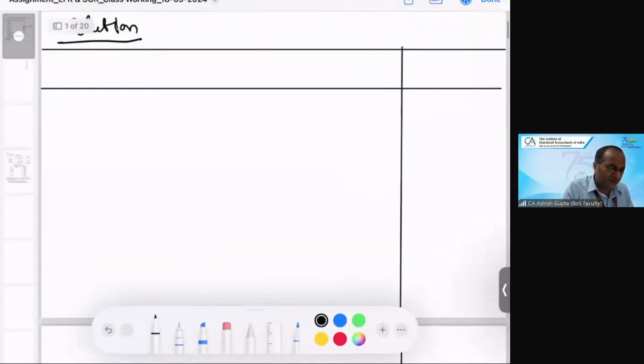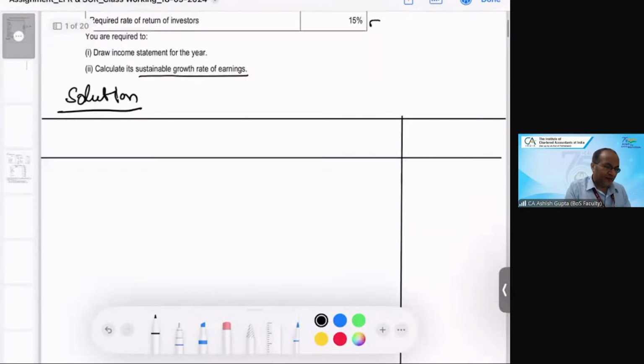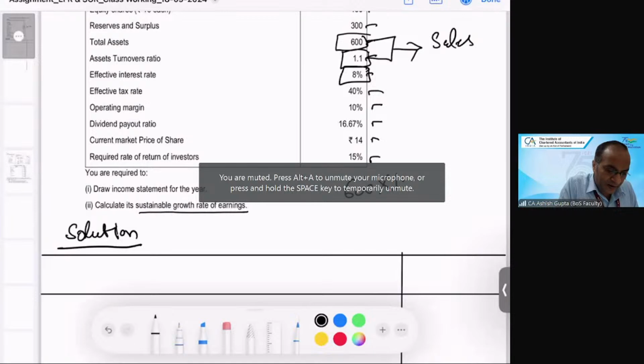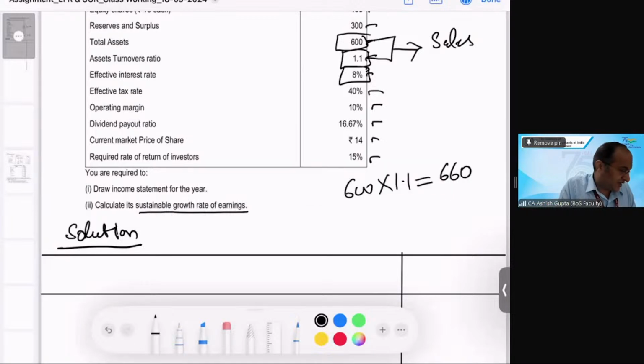Okay, students. Now let us start first of all with the sales figure. Now, how shall we compute the sales figure? Total assets is 600. Our asset turnover ratio means sales is a multiple of assets. So accordingly, with 1.1, our sales will be 660 lakh.